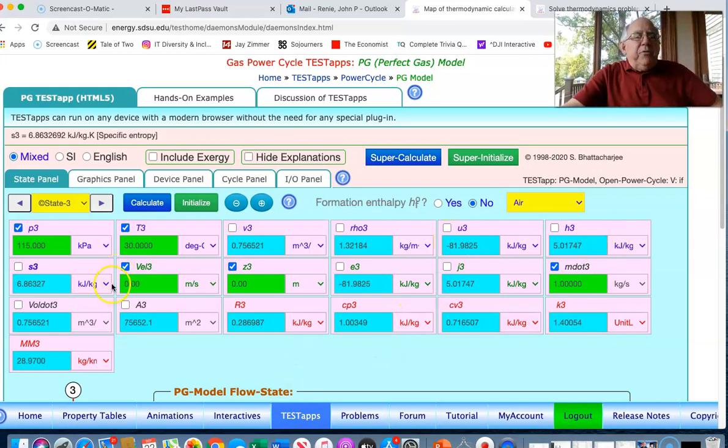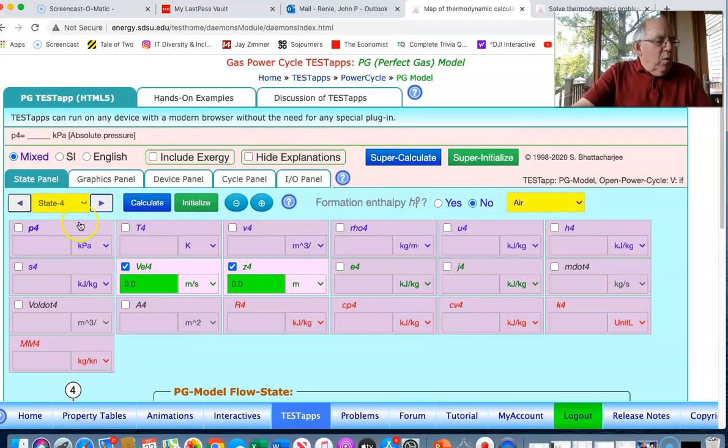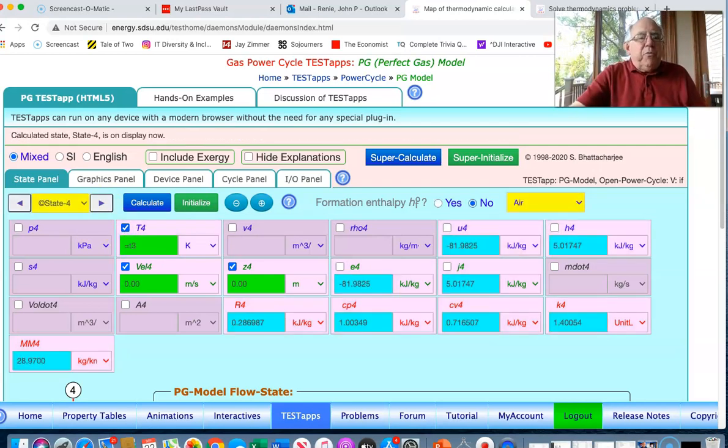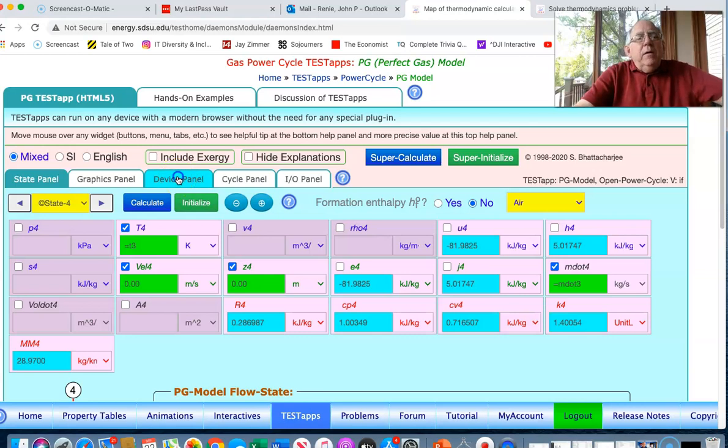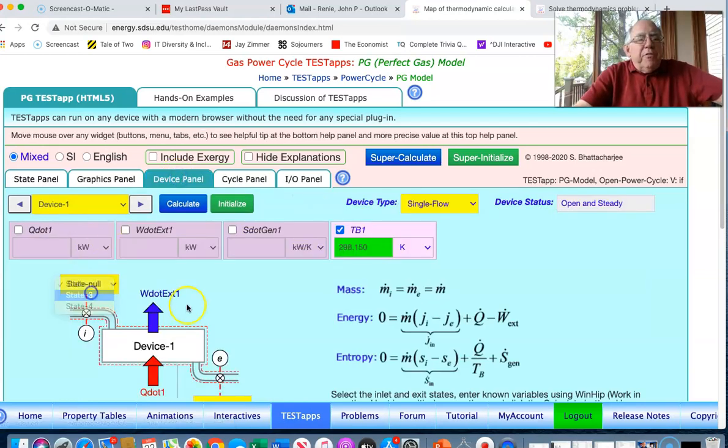Okay, so we have state 3 identified, and what we know about state 4 is the temperature stays the same. And so I can say that this is equal to temperature 3. We also know that the m dot is the same as m dot 3, and it's going through this constant temperature process. And it's not isentropic. And so in order to calculate the pressure, we're going to go right away to the device panel. And in the device panel, we'll go from 3 to 4.